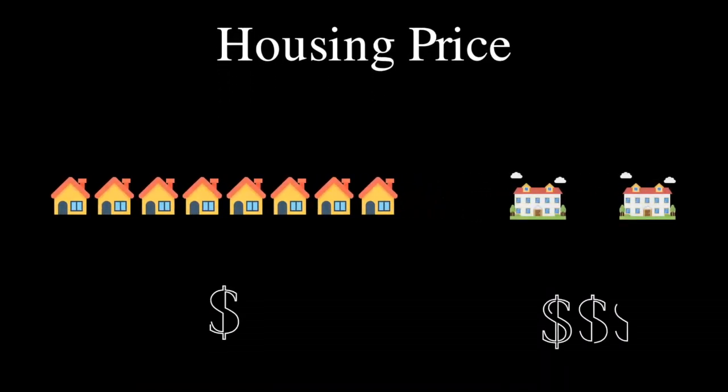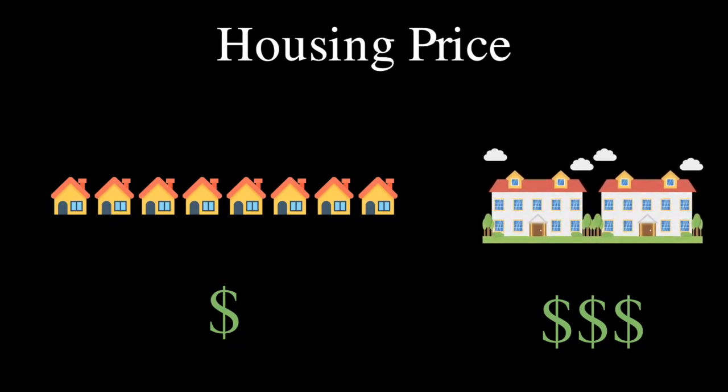So coming back to the housing price issue, that's exactly what's happening. There are many houses which are cheap, but few which are extremely expensive, and because of which the mean tips to the right side, or the mean increases, whereas the median stays relatively robust to these outliers.